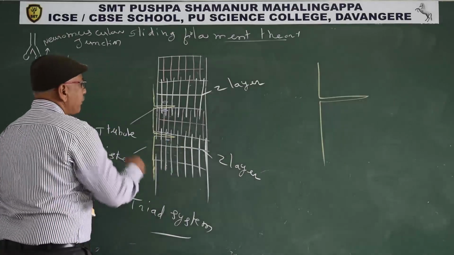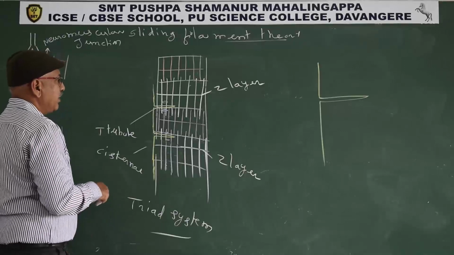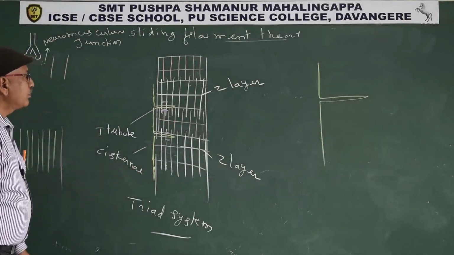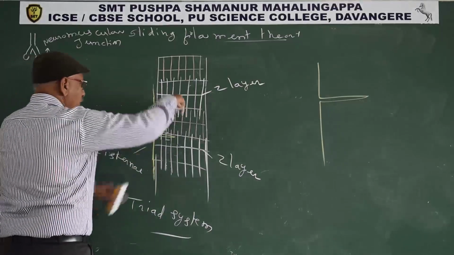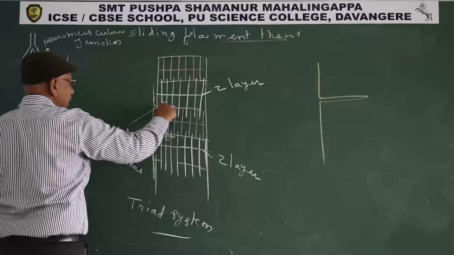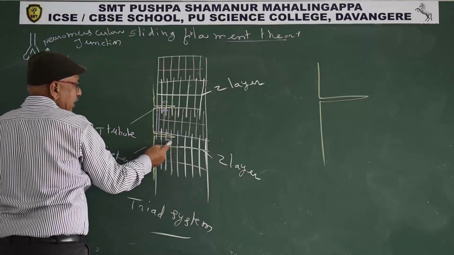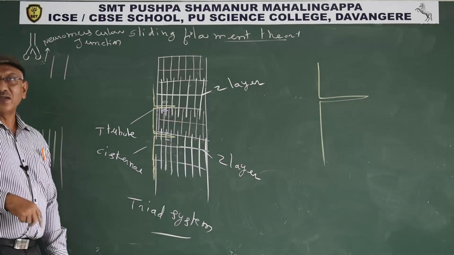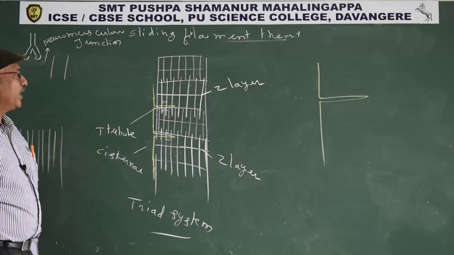In mammals, the triad system is present between the I bands and A bands. So in a sarcomere, at the I band and A band junction is one triad system, and at the A band and I band junction is another triad system. So in mammals, triad systems are present between I band and A band.